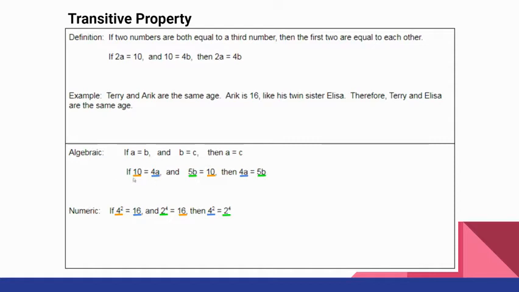Here I color-coded this one. If 10 is equal to 4a and 5b is equal to 10, notice that blue is equal to the orange value and green is equal to orange. So since this orange 10 is what connects these two together, therefore 4a must be the same as 5b. They're the same over here. This is another example with numbers. I messed up the color coding over here. I was supposed to put orange on 4 squared and 4 squared here. So if you ignore the coloring, it does work here though.